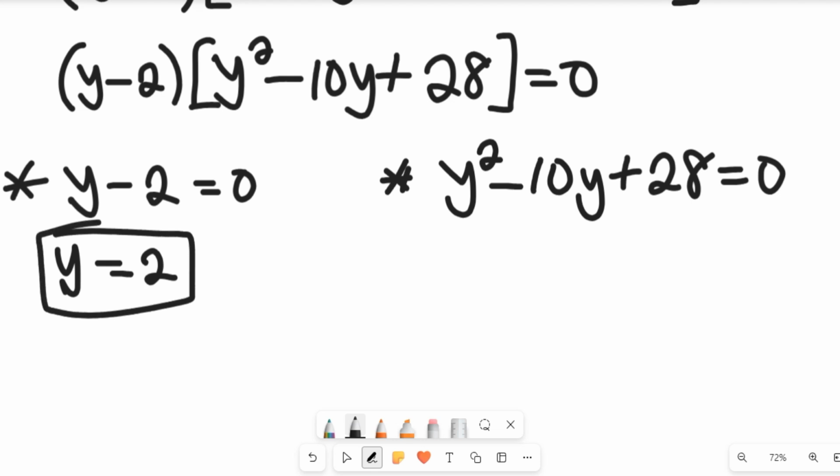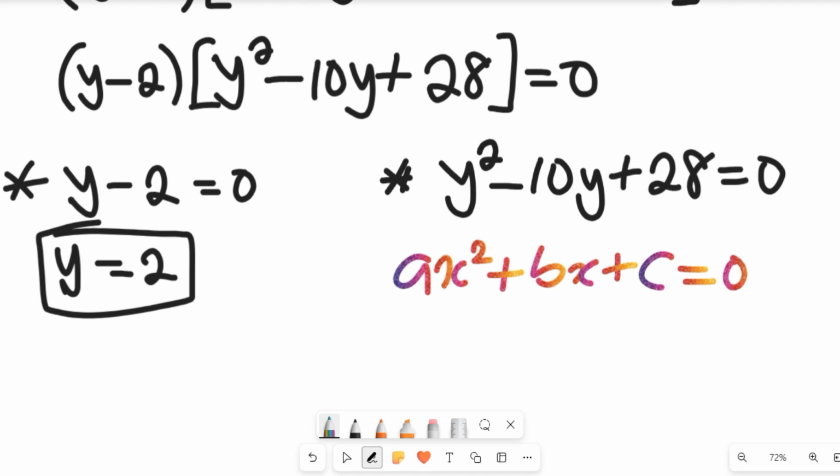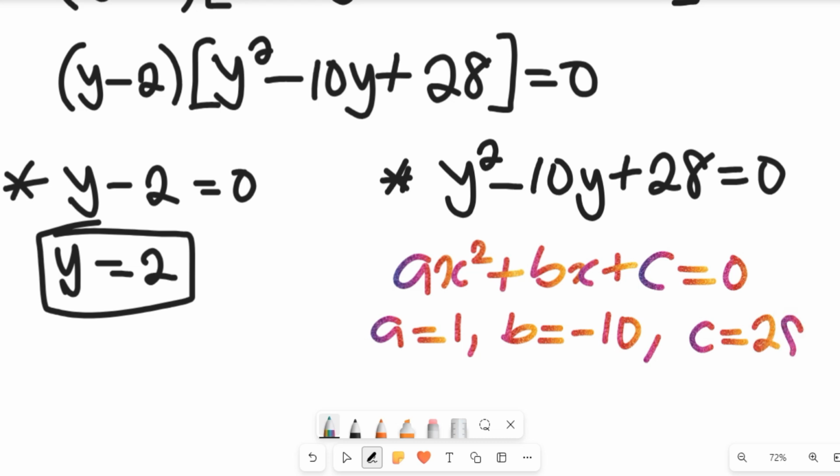Right? Now, from this other case, what do we have? We have this quadratic expression. And recall that this quadratic equation can be compared to ax squared plus bx plus c, which is a constant quadratic formula expression. From that expression, you come to see that your a is represented with 1, b is equal to negative 10, and c is equal to 28.